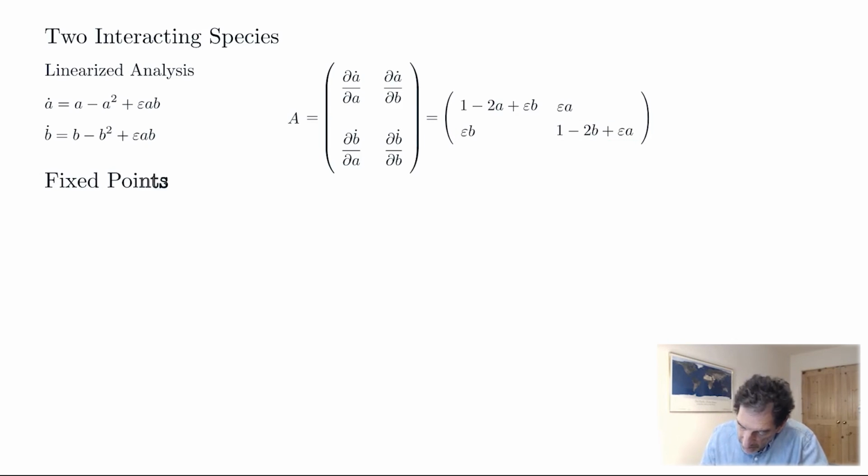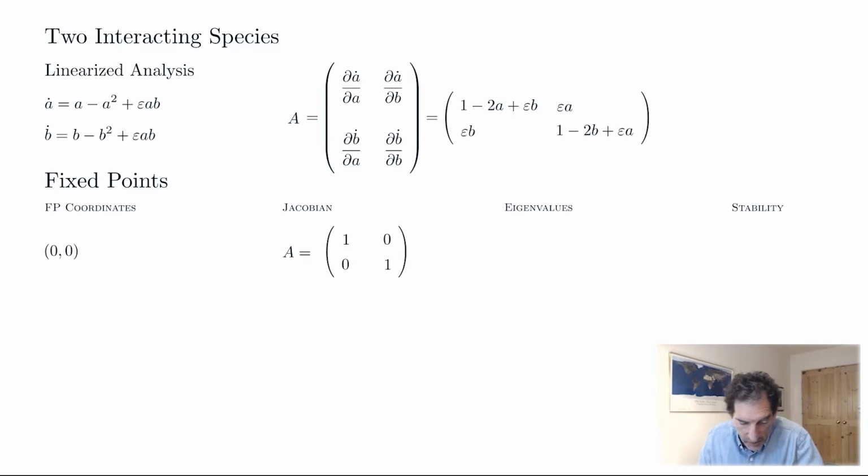So the fixed points of the system are, first of all, 0, 0. That's an obvious fixed point of the system. And here the Jacobian matrix is 1, 0, 0, 1. Lambda plus minus are both equal to 1. It's doubly degenerate. And this is an unstable fixed point under all conditions.